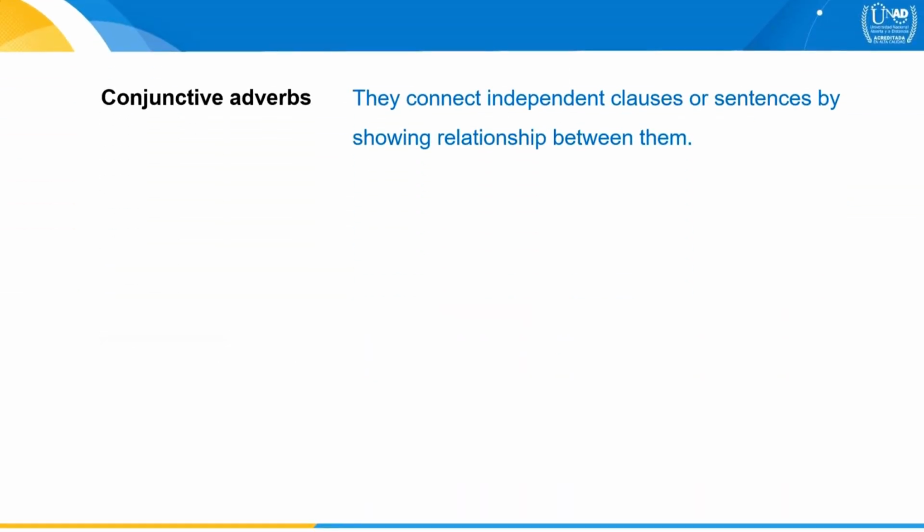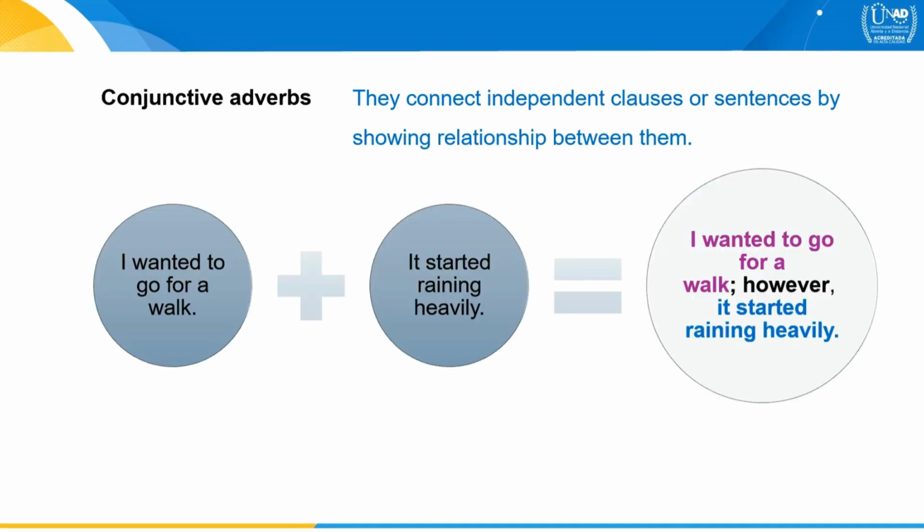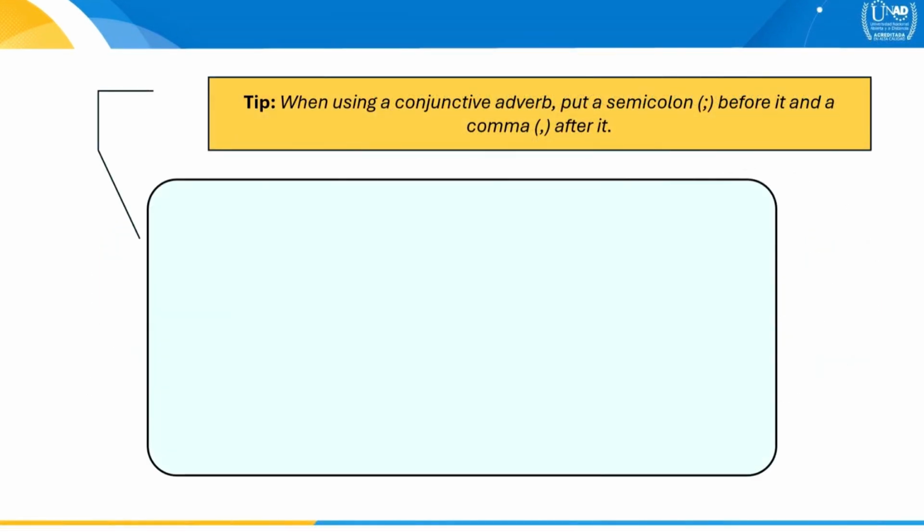Conjunctive adverbs. They connect independent clauses or sentences by showing the relationship between them. Independent clause 1: I wanted to go for a walk. Independent clause 2: it started raining heavily. I wanted to go for a walk; however, it started raining heavily. Tip: when using a conjunctive adverb, put a semicolon before it and a comma after it.